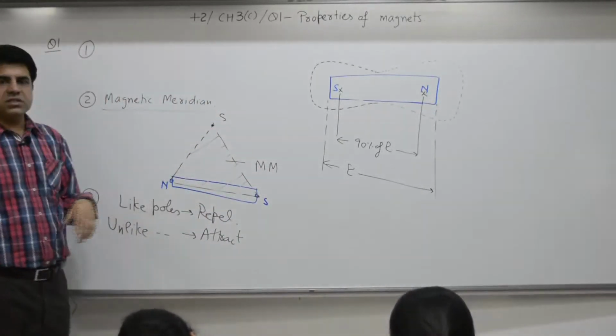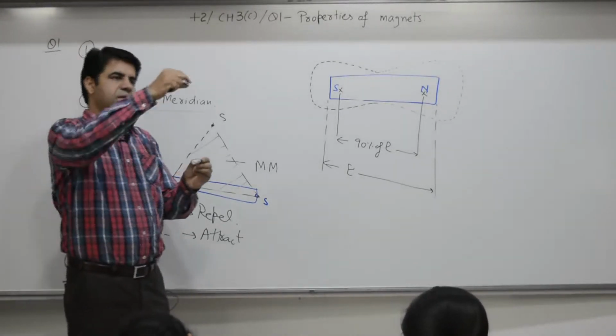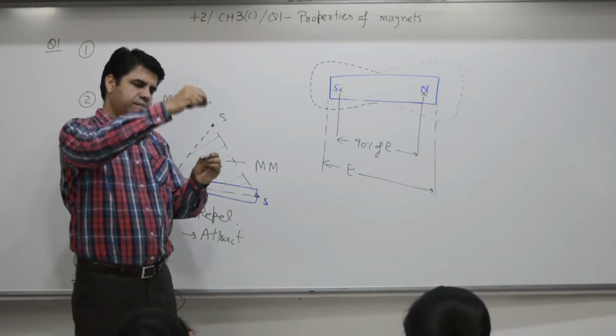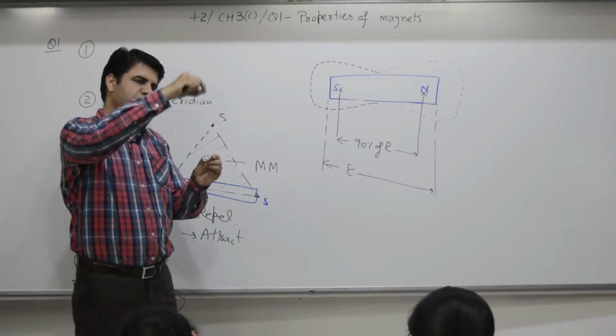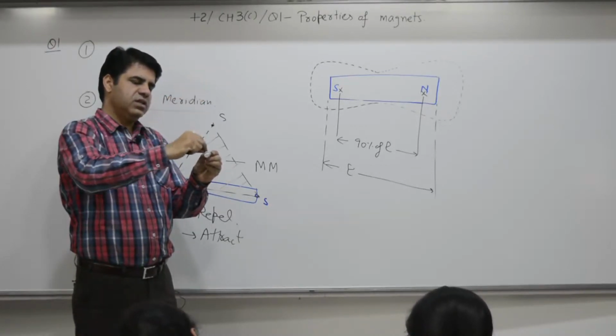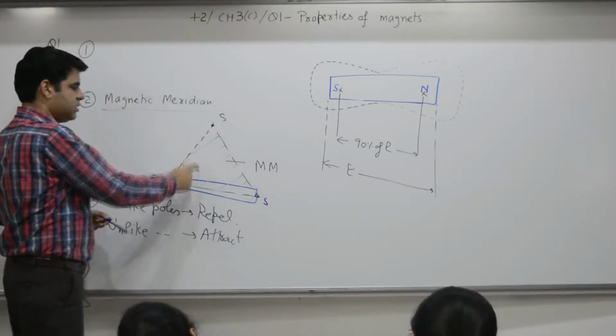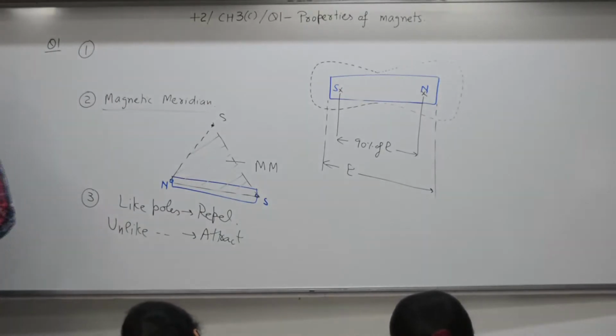Then you come across the magnetic meridian, the thread, the point of suspension. So 3 points: north face, south face and point of suspension. Join all these 3 points, and this plane is known as the magnetic meridian.